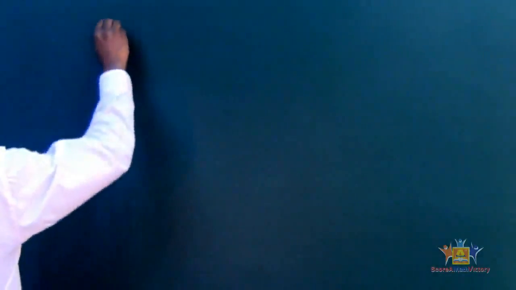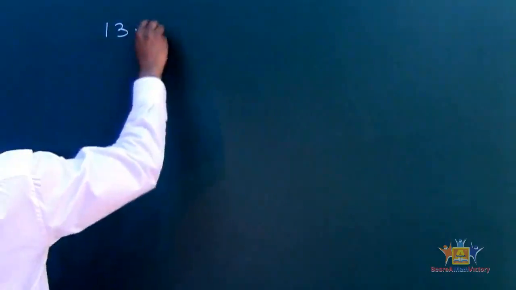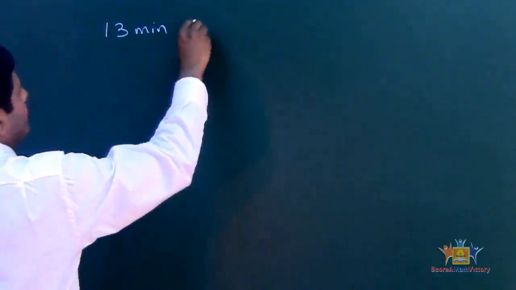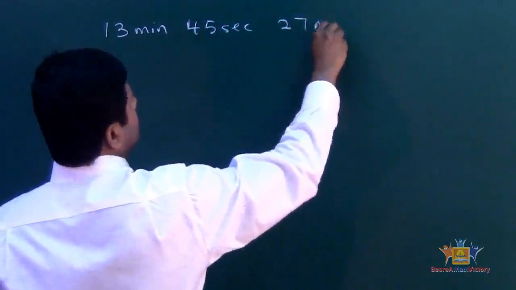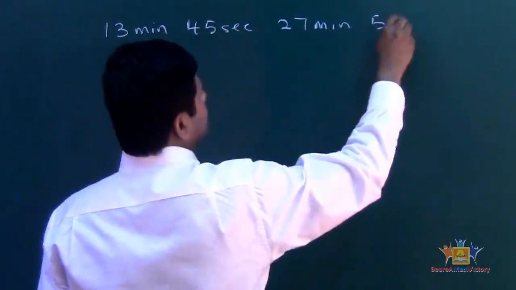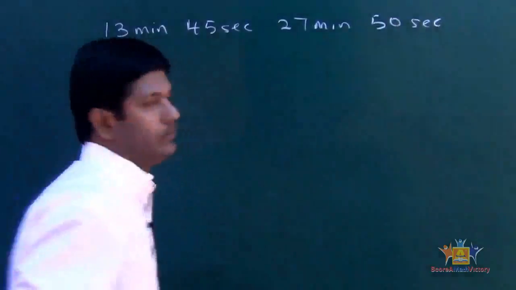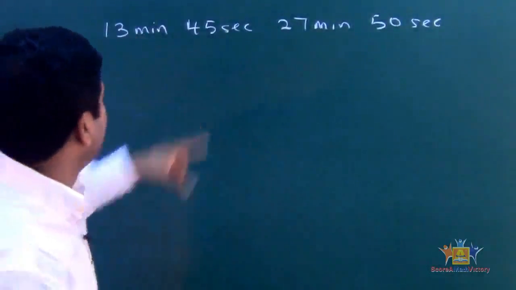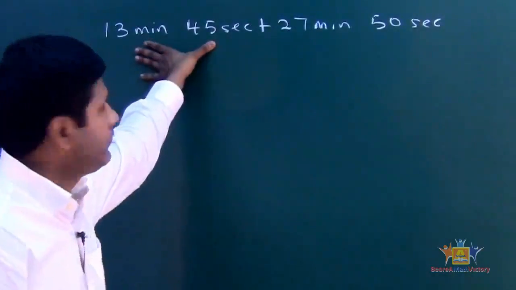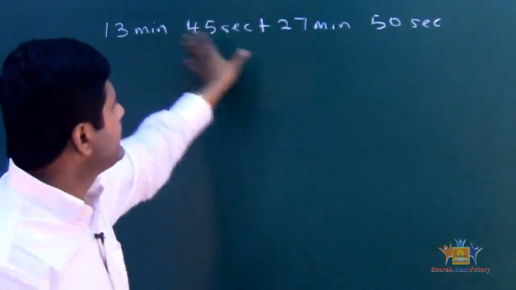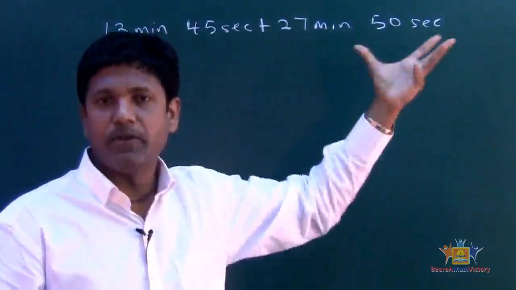Okay, let's say, for example, Mr. Mac gives you 13 minutes and 45 seconds, and then I give you 27 minutes and 50 seconds and ask you to add this. Now, very important, adding. We're going to add these two: first we've got 13 minutes 45 seconds and then 27 minutes 50 seconds. I'm going to add them.